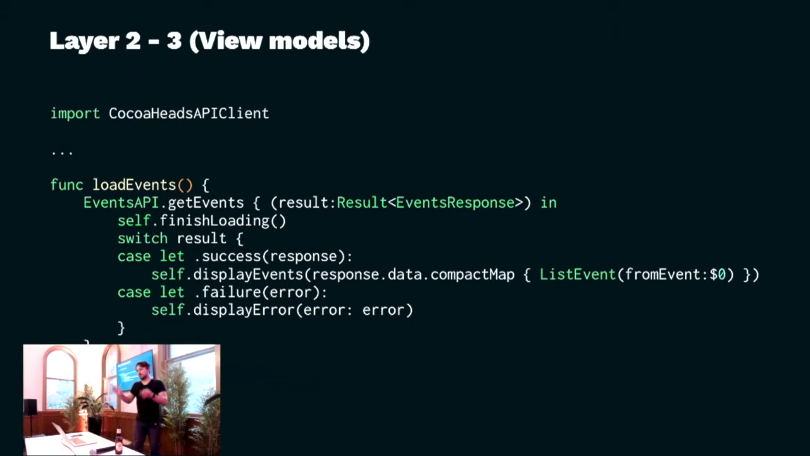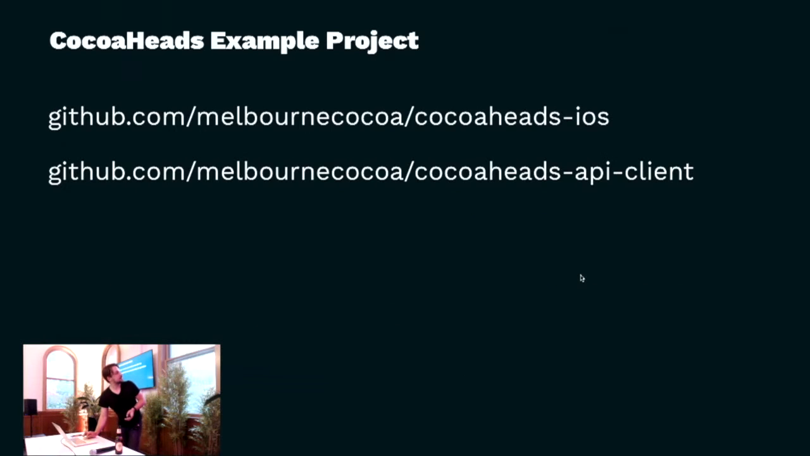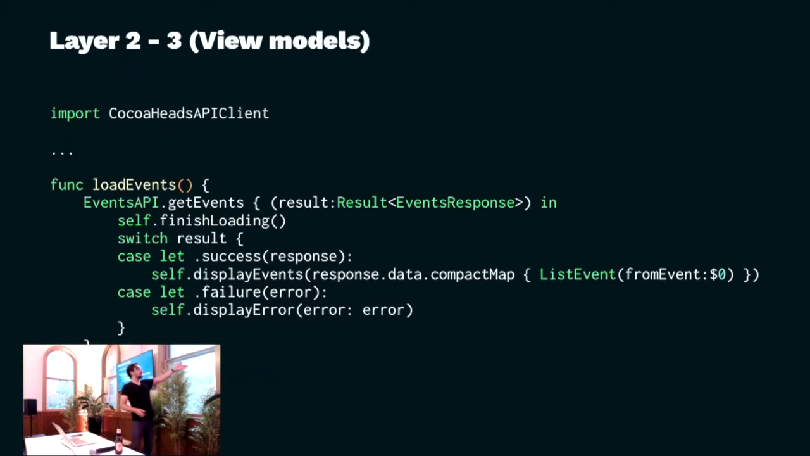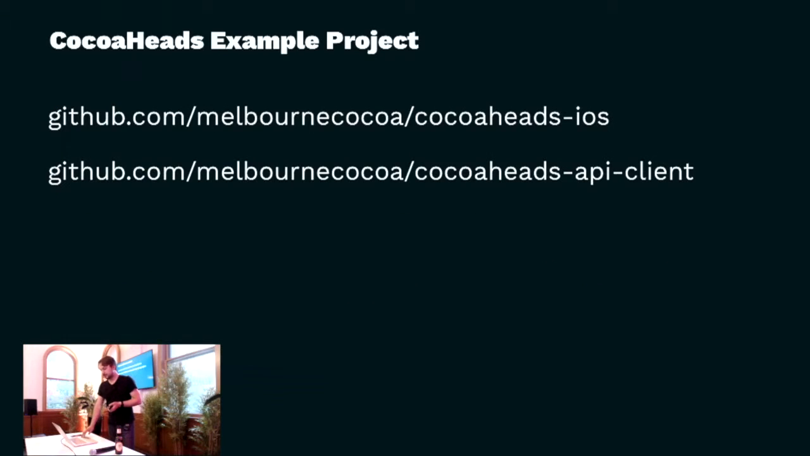Around a similar layer, or maybe it's a view model layer, it depends on how many M's are in your MVC model. In my controller, I might have a loadEvents method, and I'd call the API's getEvents, and then before I go forward, I'm switching over my result type that I got, and before I call displayEvents, I'm actually taking the generated event object and passing it into my own little list event object that's a bit more of a view model sort of element there.